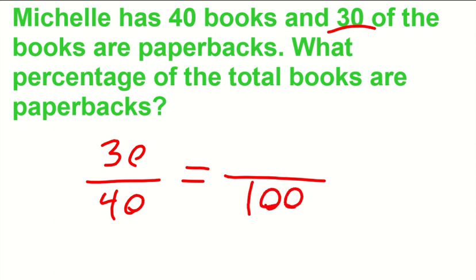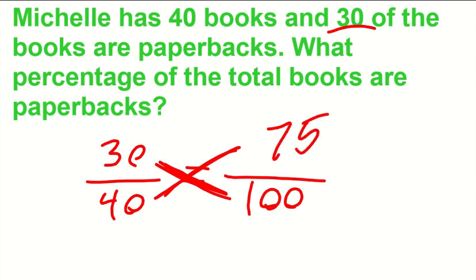The numbers that are diagonal from each other, 30 and 100 are diagonal. Those you multiply. So on your calculator, you do 30 times 100. Whatever is diagonal from the blank, you divide by. So you divide by 40. That gives you 75. Okay? Any questions on that one?